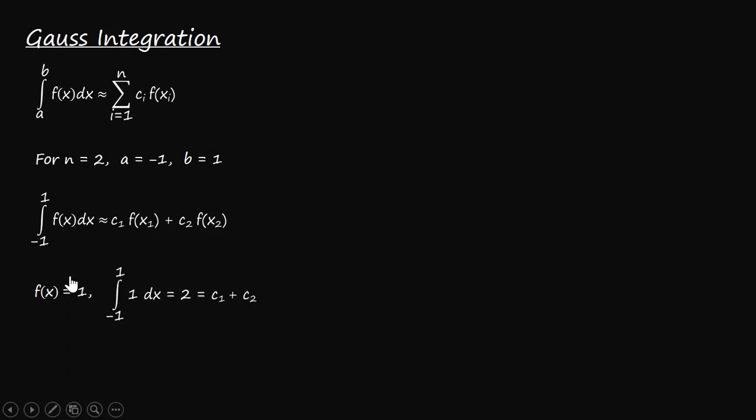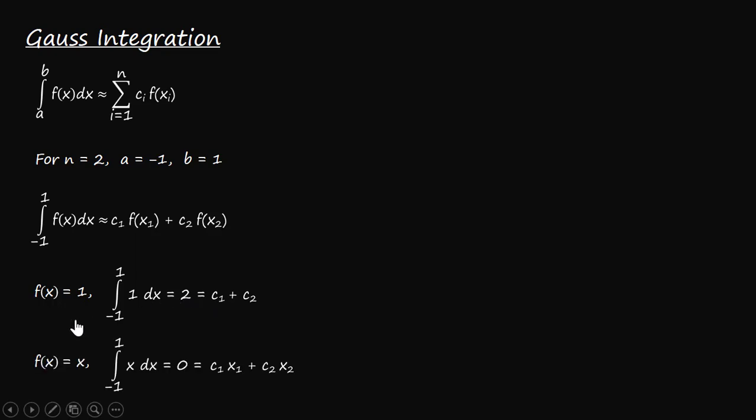For f of x equals 1, this integral equation can be written as the integration of 1 from -1 to 1 with respect to x, that is equal to 2, and on the right hand side we will write c1 f of x1, which using this equation is 1, plus c2 multiplied with f of x2, which is also 1. So that would be c1 plus c2 equals 2.